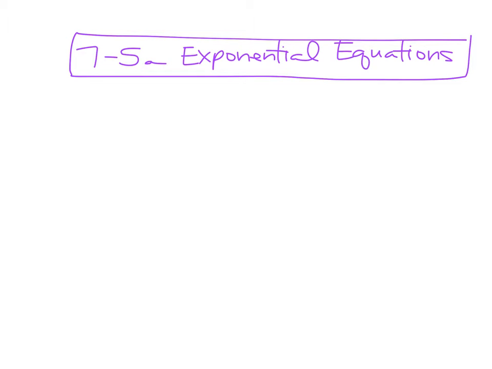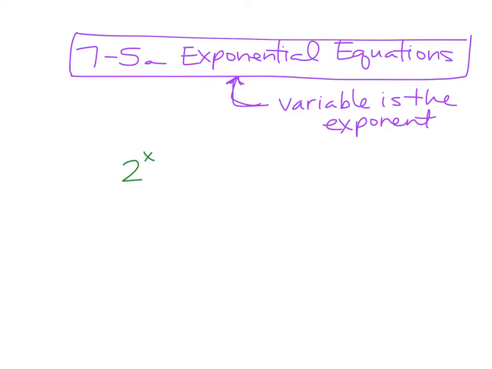Okay, 7.5a, we are doing exponential equations. If something is an exponential equation, it is because the variable is the exponent. Okay, the variable will be in our exponent this time. So, for instance, if we have something like this, that's an exponential equation. If you have something like this, that is not an exponential equation, right? You need your variable to be part of your exponent, okay?